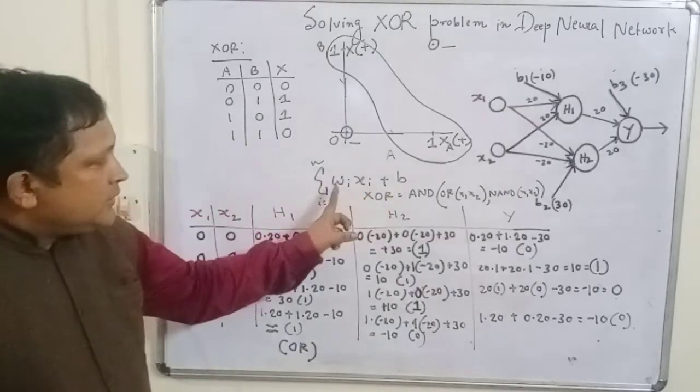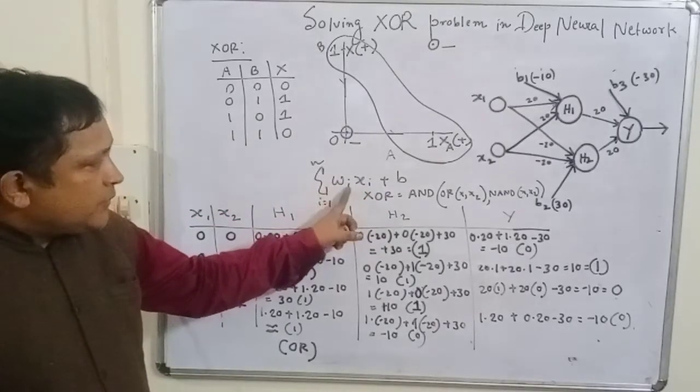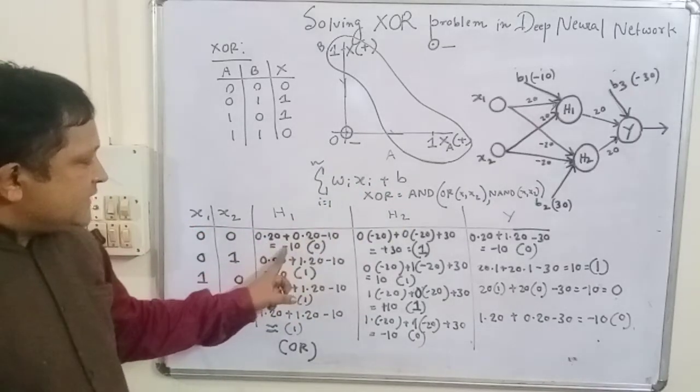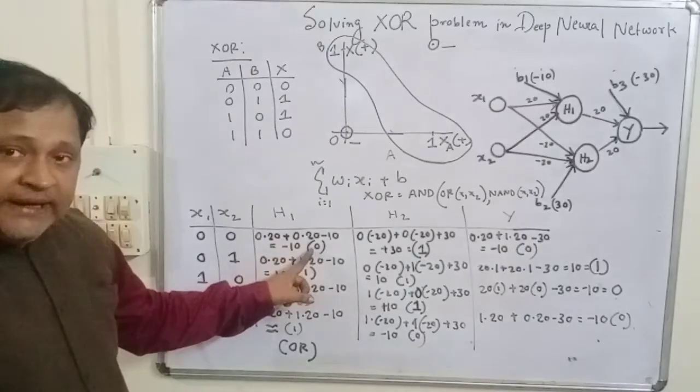Following this formula, summation wi xi plus b, we have 0 into 20 plus 0 into 20 minus 10, that is minus 10. Minus means 0; a negative number means 0.